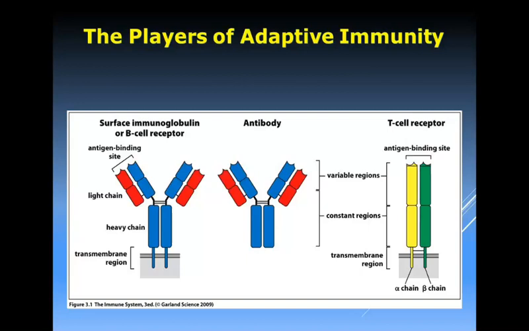Most textbooks compartmentalize it like this textbook tries to, but you have to realize those players in the innate immune response are coming back and interacting with the adaptive immune response. If you separate them in your mind, you won't understand how the adaptive immune response gets started in most cases.